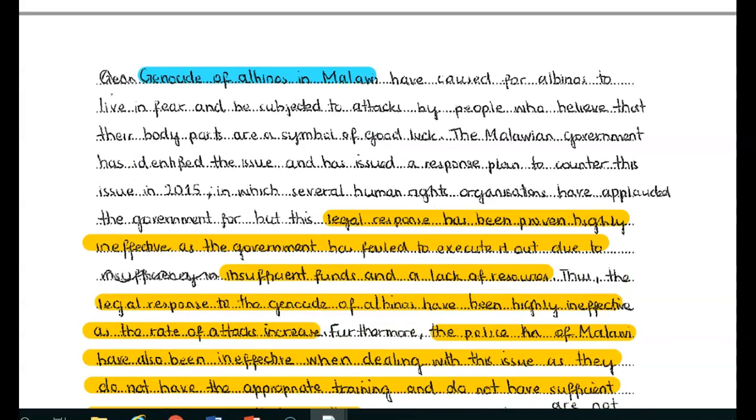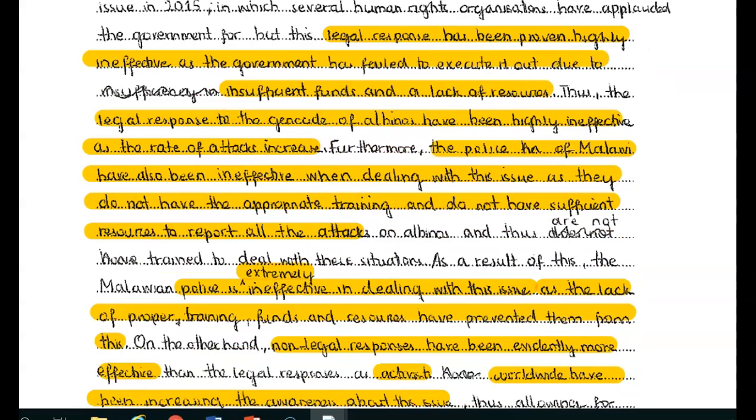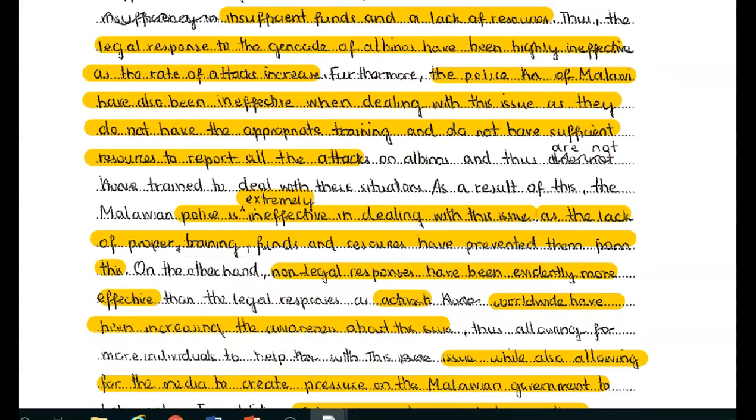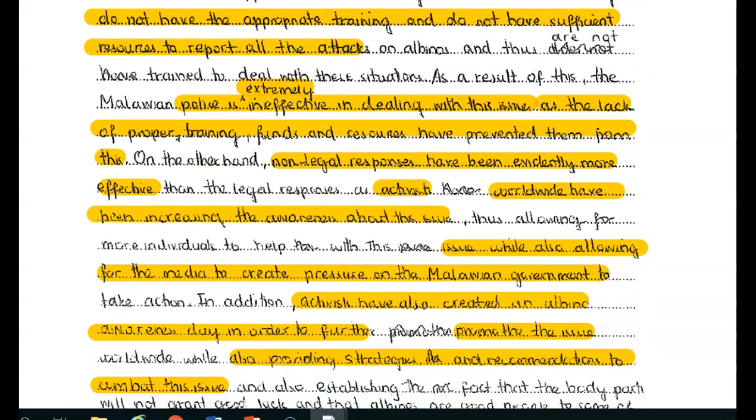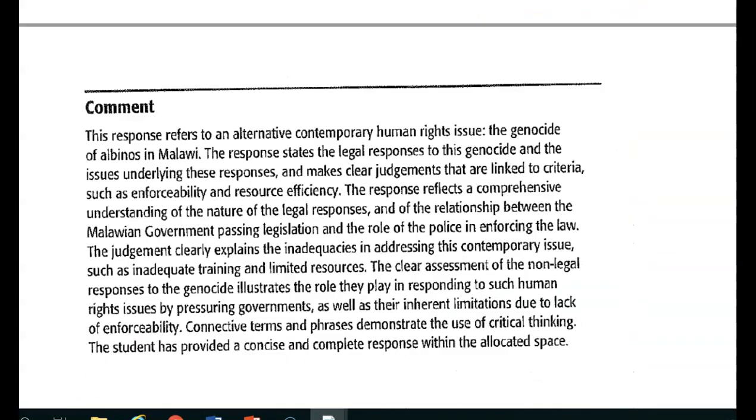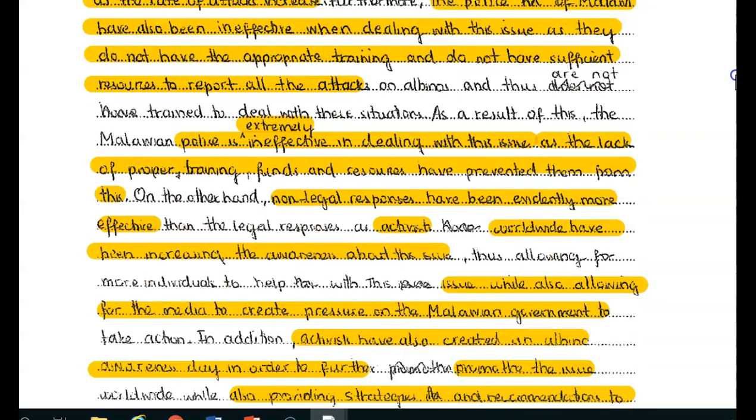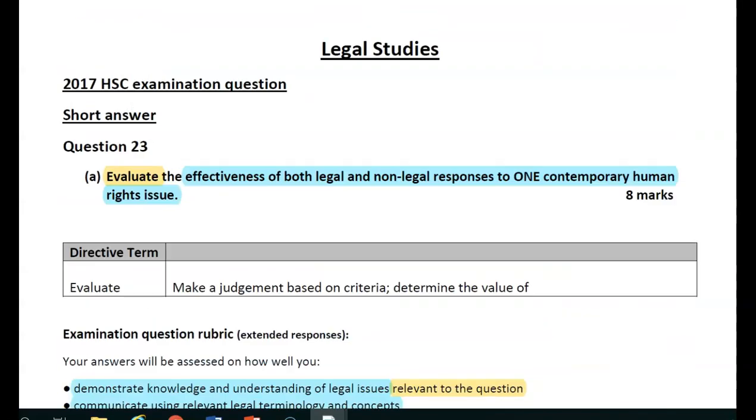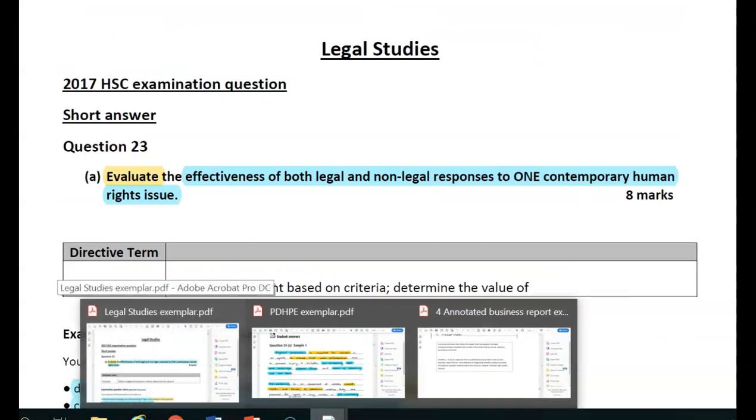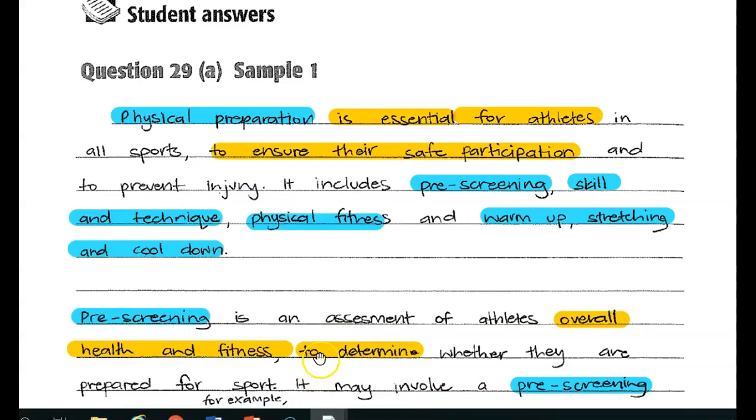And then here I've highlighted where it's being demonstrated. So the blue, again, is linking to the syllabus content, and the yellow is highlighting where they've made judgments and where it's been supported. So I'd like you to read through that yourself and see what you think. I'll just show you a PDHPE exemplar as well.